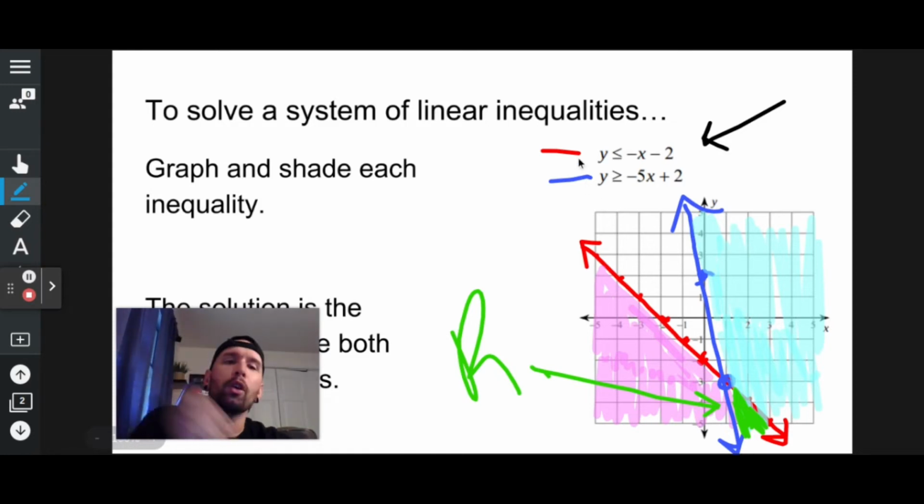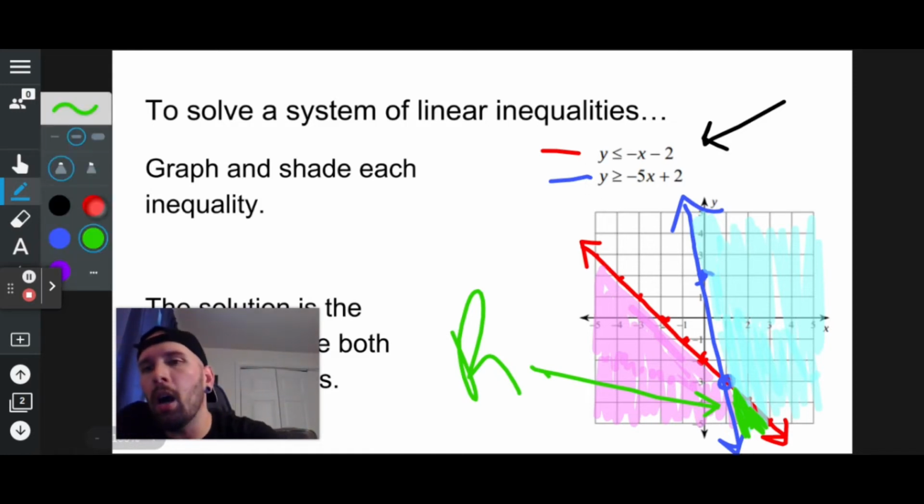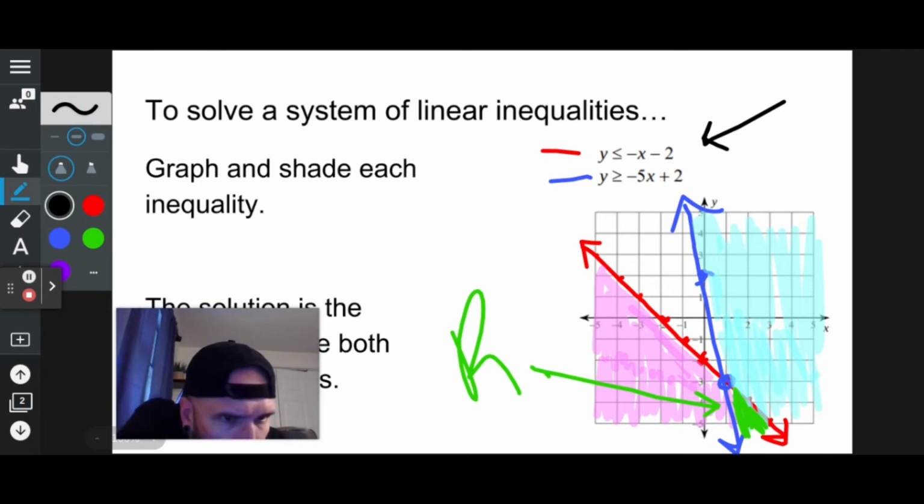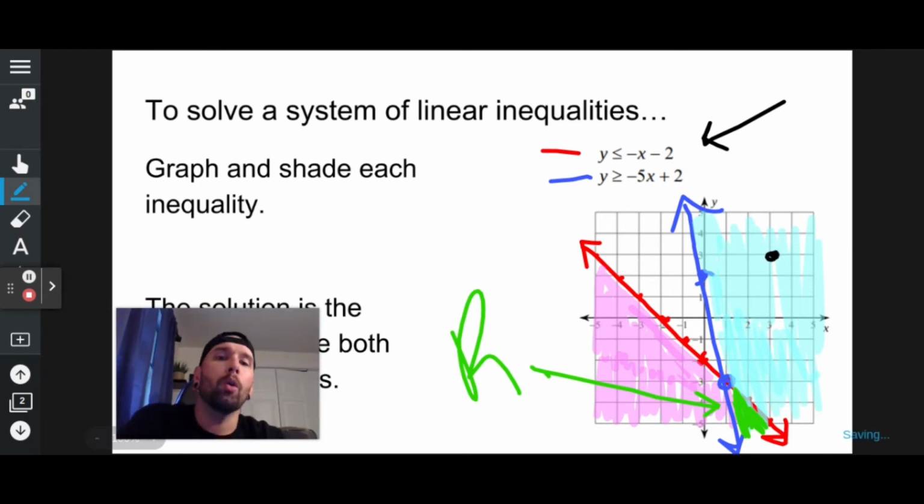So if I were to give you a question and say, if I were to plug in (3, 3), would it work for the red equation? Would it work for the blue equation? Would it work for the red inequality? Would it work for the blue inequality? Would it work for both inequalities, or would it work for neither inequality?